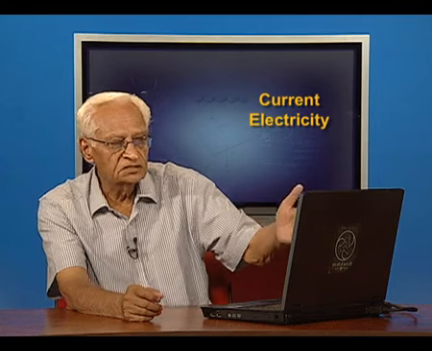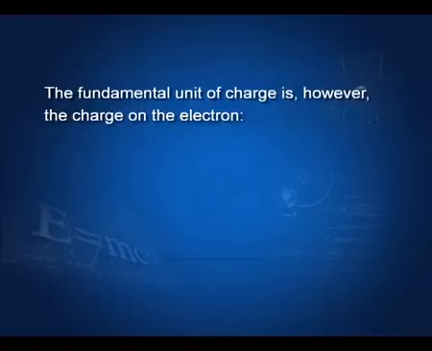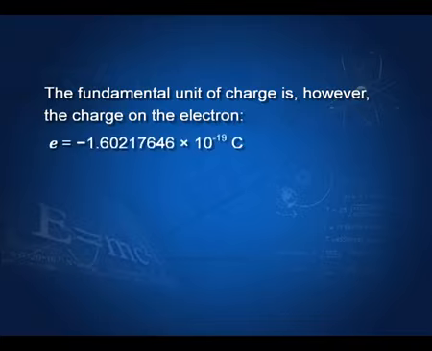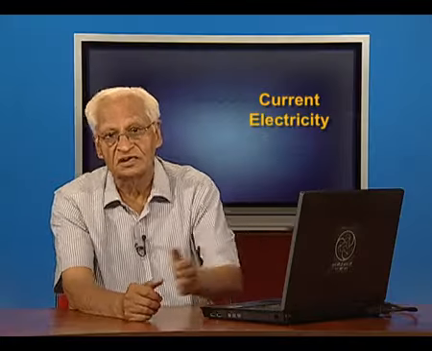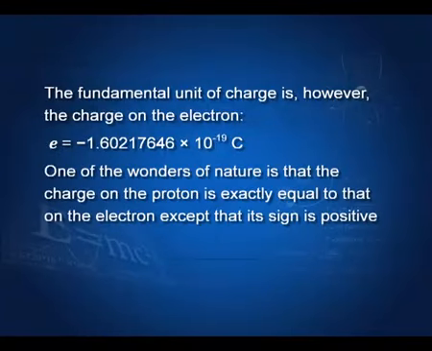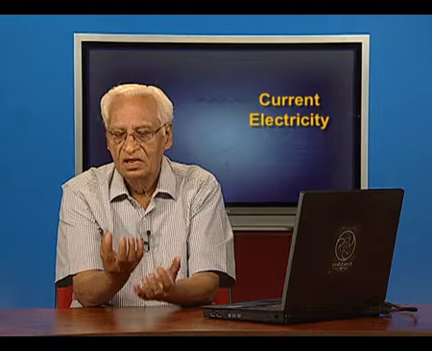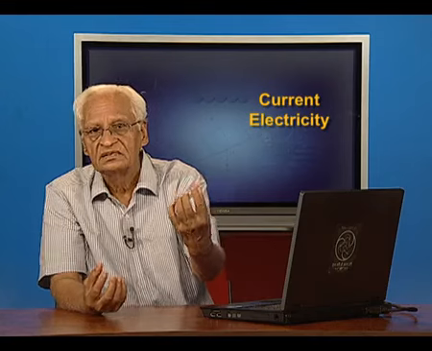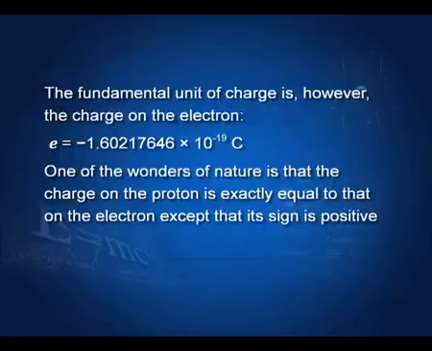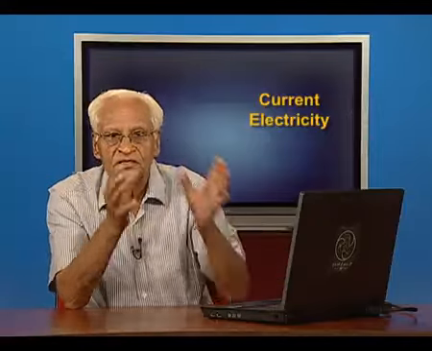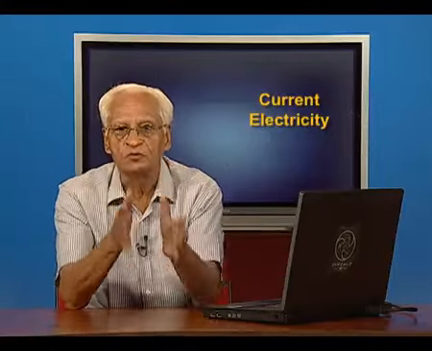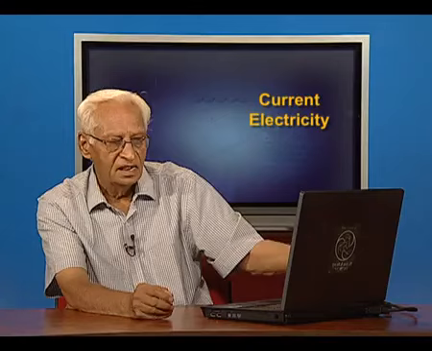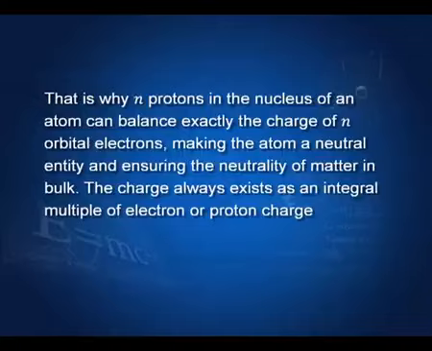The fundamental unit of charge we have seen earlier also is an electron, which has charge given by this number. And one of the wonders of nature is that the charge on the proton is exactly equal to that of the electron. So, the protons inside the nucleus can exactly cancel the charge due to an equal number of electrons outside the nucleus. So, therefore, the atom is completely neutral without any charge, and if the charge exists, then it is always an integral multiple of either electron charge or proton charge.